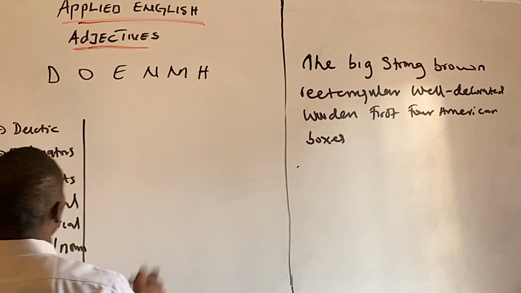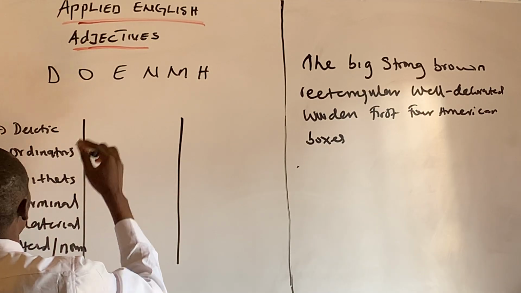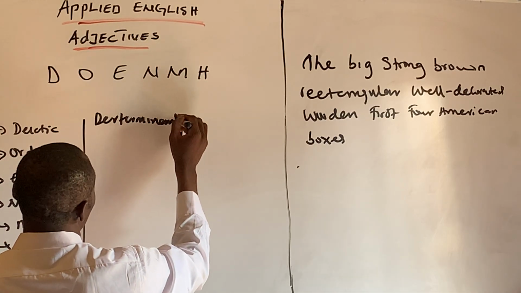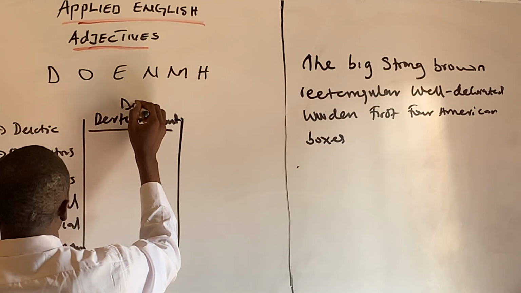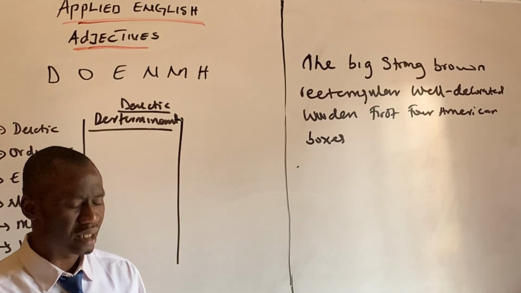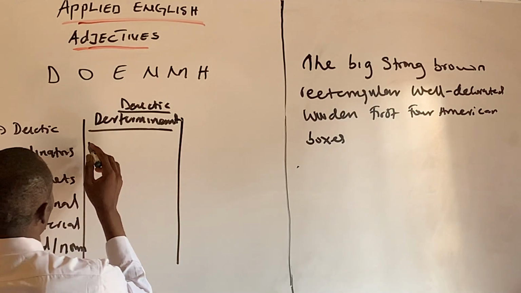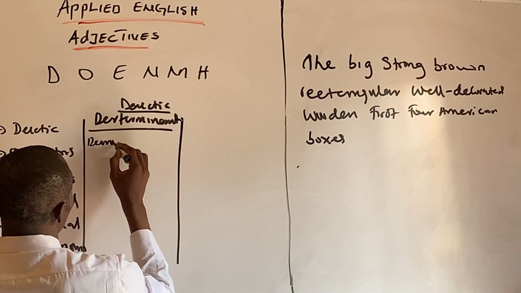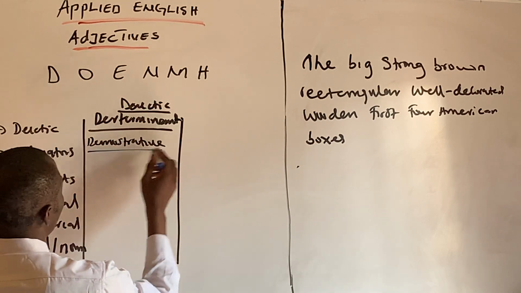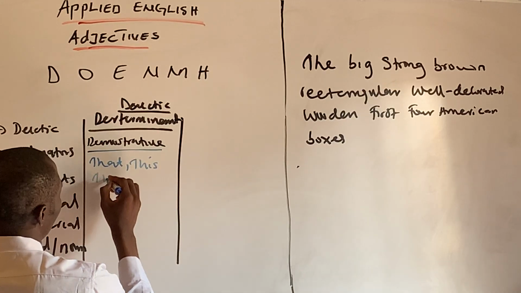All right, now let's talk about the O, which is the ordinators. Okay, before we talk about the O, let's talk about the determinant. This determinant is also known as the deictic. We have about three of those. We have the demonstrative determinant. Over there we have this, and then we have that.